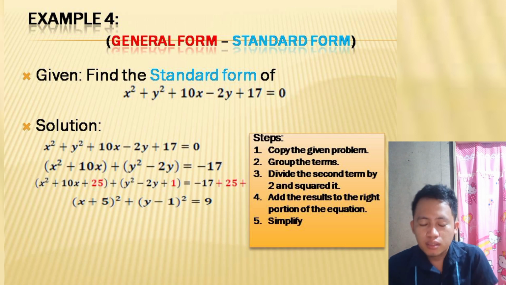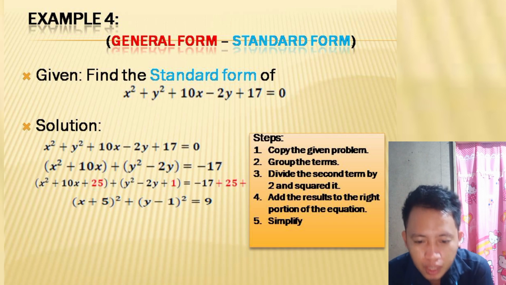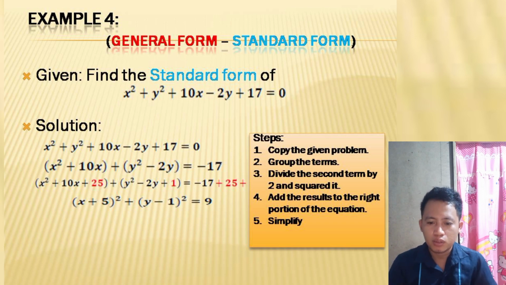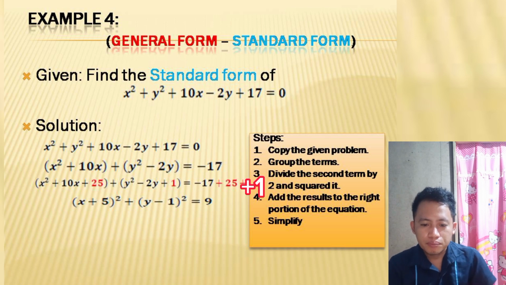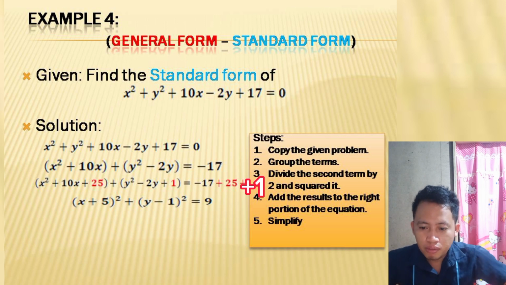Plus, sa y naman tayo. Ang mga y dito, we have y squared minus 2y. Then, open and close parentheses equals negative 17, because we are going to use additive inverse. So, what is the inverse of positive 17? That is negative 17. Understood? Then, after that one, we'll use completing the square.